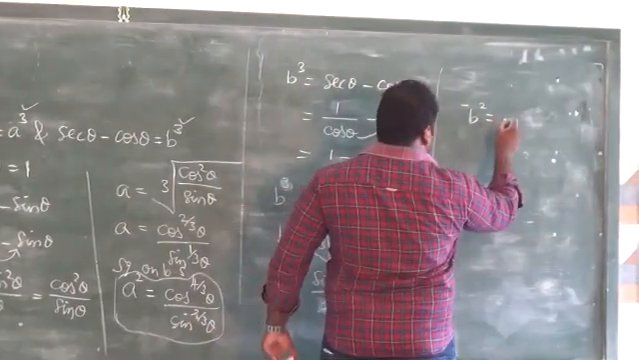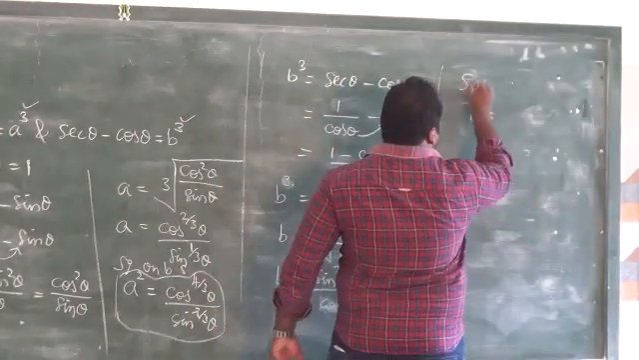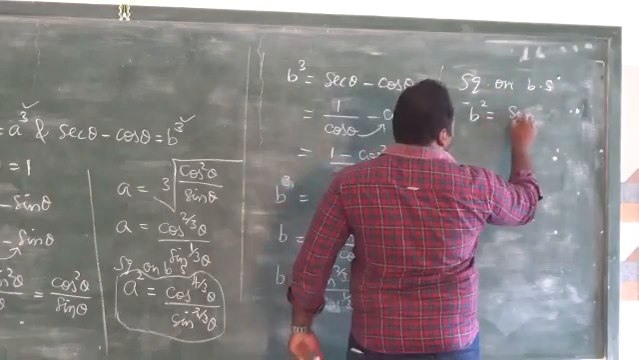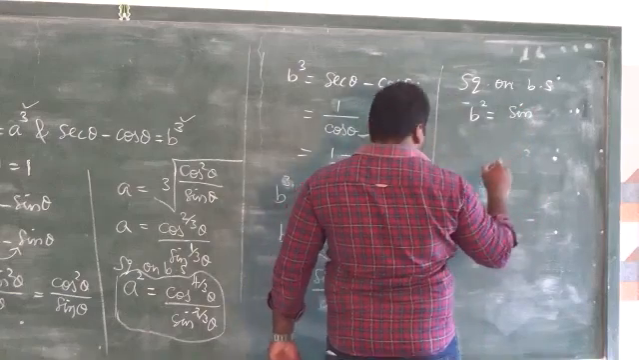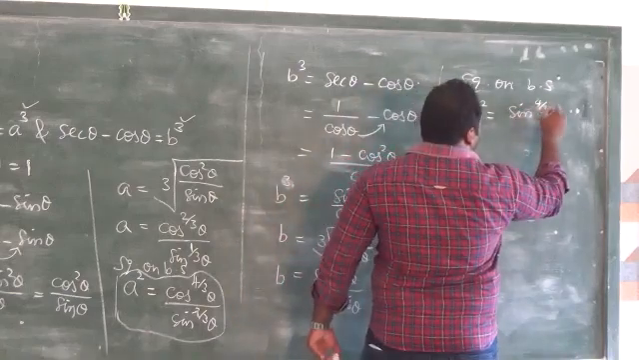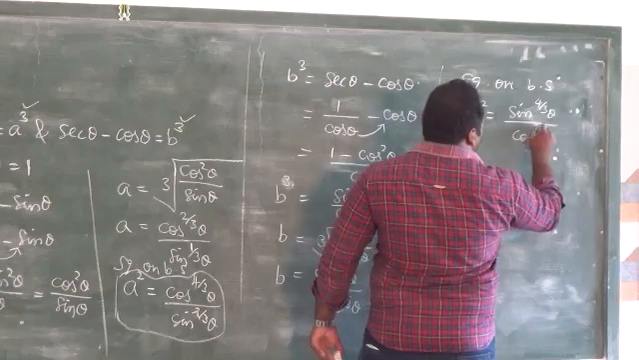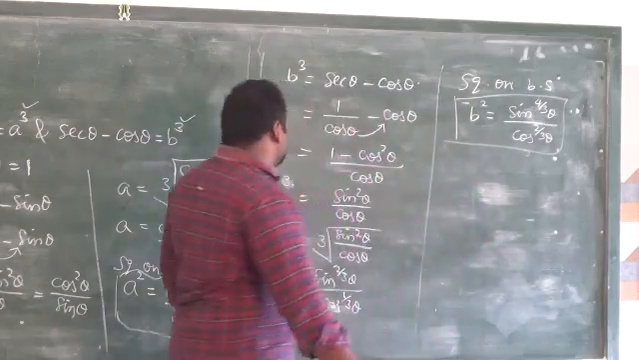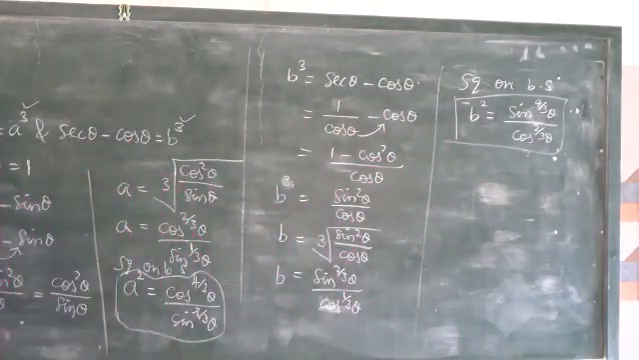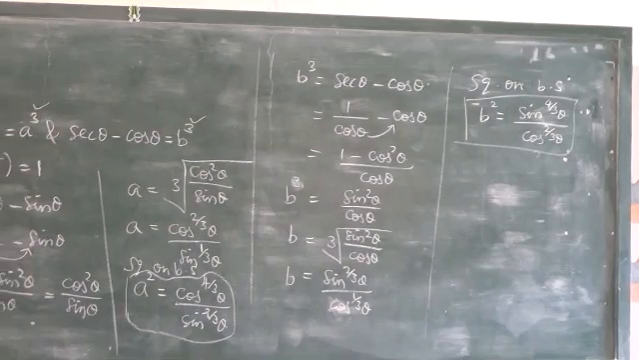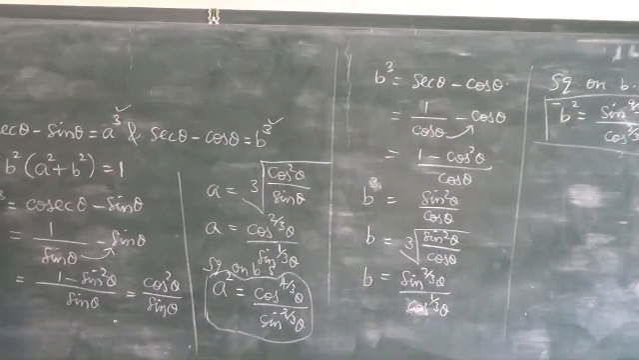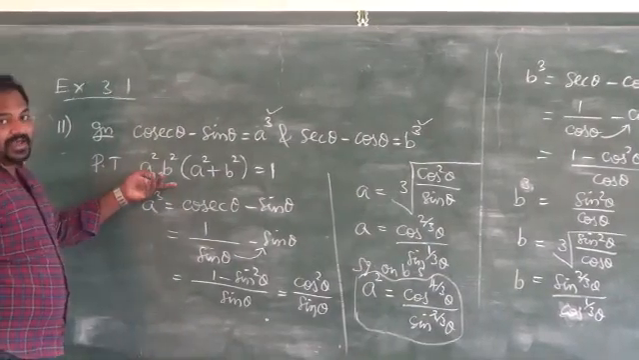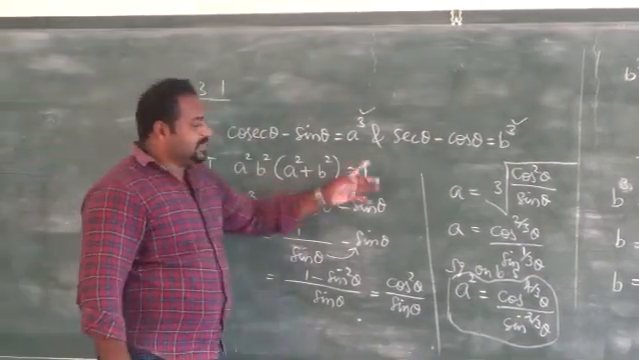So B square equals, squaring on both sides, this multiplied by 2 with the degree, sin 4 by 3 theta by cos 2 by 3 theta. So this is the value of B square. Next we have to prove the left hand side equal to the right hand side. Now because we got the values of A square and B square, if you apply the values here, definitely we will get the right hand side value.